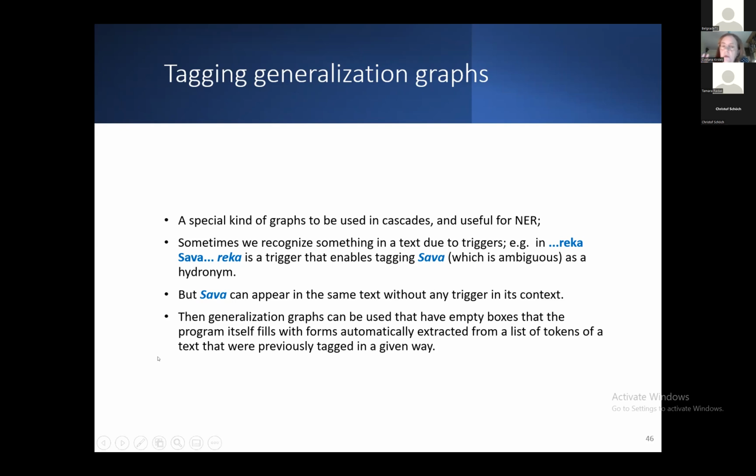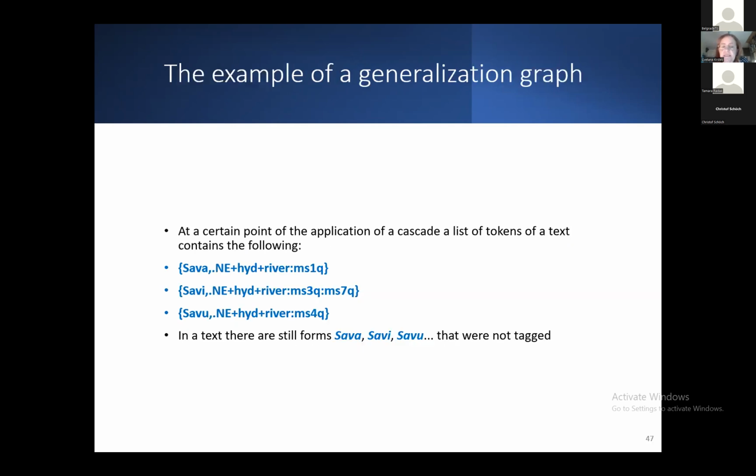So you have the same form recognized and tagged properly, and then you have the same form that is not recognized at all. You can use then these generalization graphs, that have empty boxes, and the program itself fills the empty boxes with forms that are automatically extracted from a list of tokens of a text that were previously tagged in a given way. You will see this example.